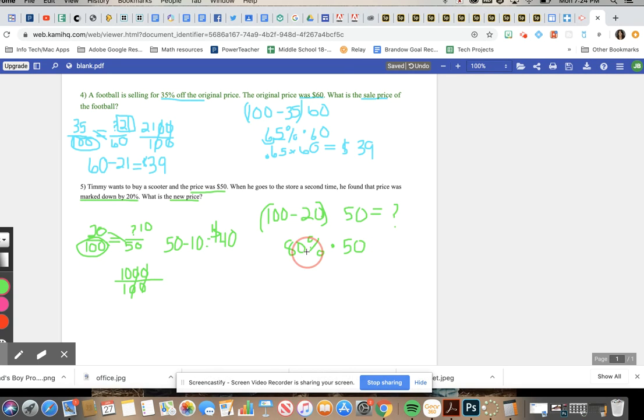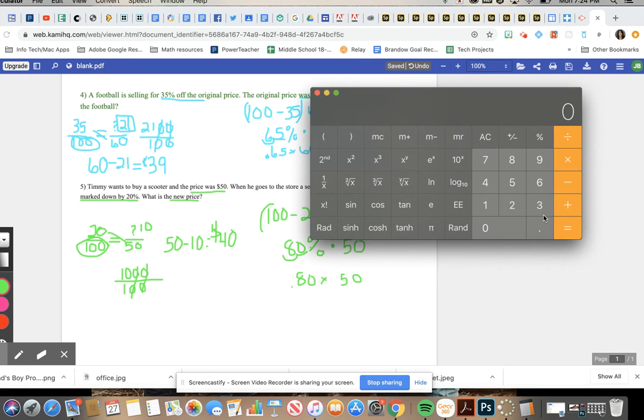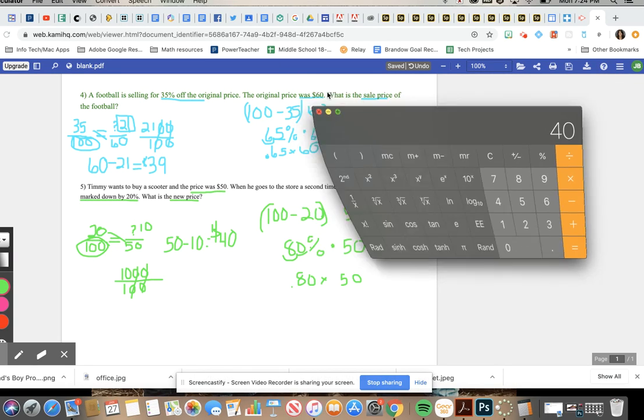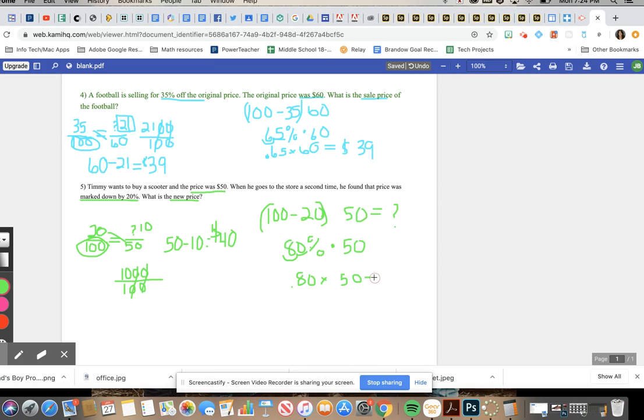80% as a decimal. Before I multiply, I have to change it to a decimal. It's 0.8. I'm going to take that times the 50 to find the sale. So 0.8 times 50 should give me $40, and it does. So equals $40.